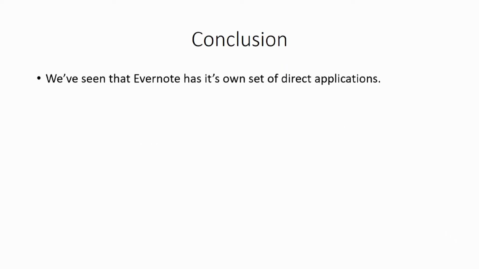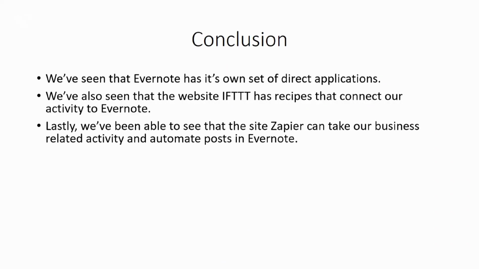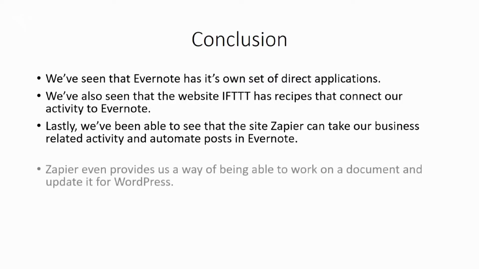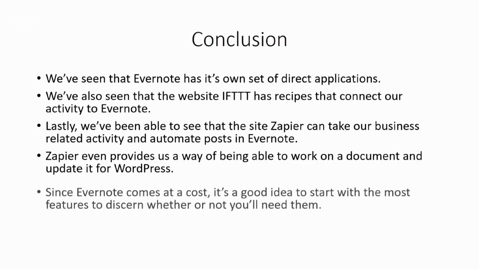And we've seen that Evernote has its own set of direct applications. We've also seen that the website Ifty has recipes that connect our activity to Evernote. And lastly, we've been able to see that the site Zapier can take our business-related activity and automate posts in Evernote. Zapier even provides us a way of being able to work on a document and update it in WordPress.